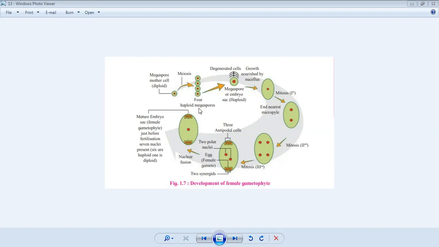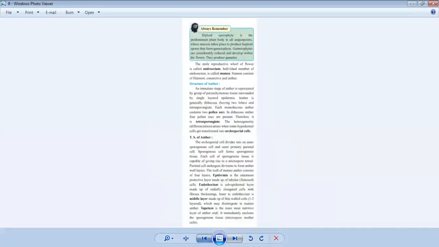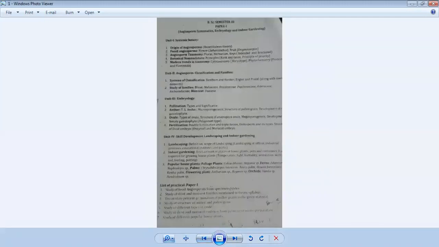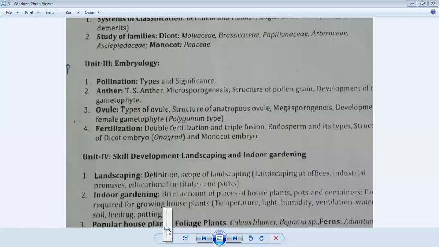Dear students, in the previous lecture we discussed different points related to embryology: the types of structure of anther, microsporogenesis, structure of pollen grain, and development of male gametophyte. Now we are discussing the development of female gametophyte, the types of ovule, the structure of anatropous ovule, megasporogenesis, and development of female gametophyte, which is commonly called the polygonum type.